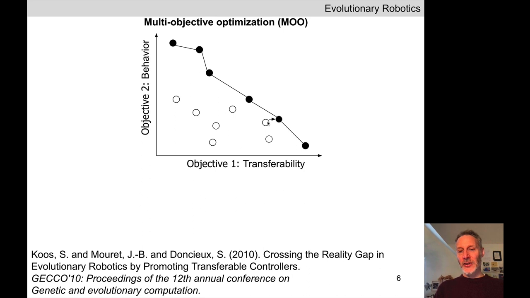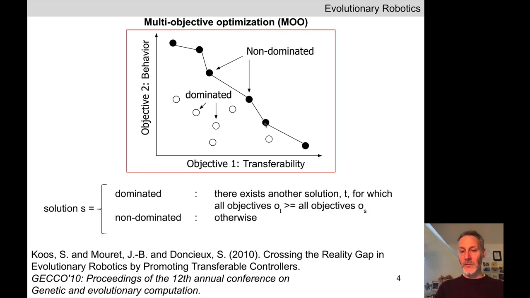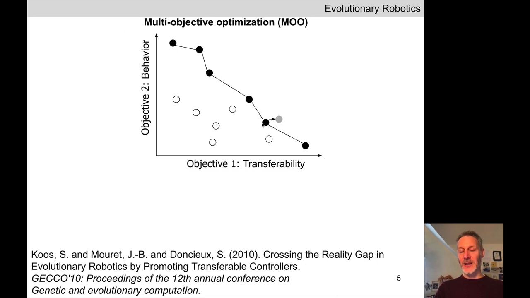Obviously, this child dominates its parent. So this parent was non-dominated, but it's now become dominated, and it is in turn deleted. And if you now imagine running this multi-objective optimization over time, you can imagine this Pareto front, P-A-R-E-T-O.